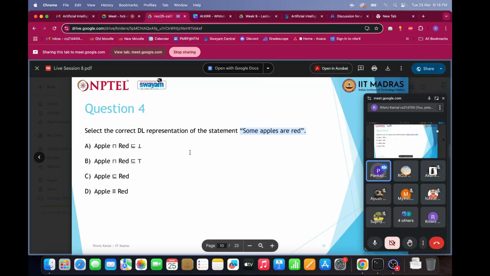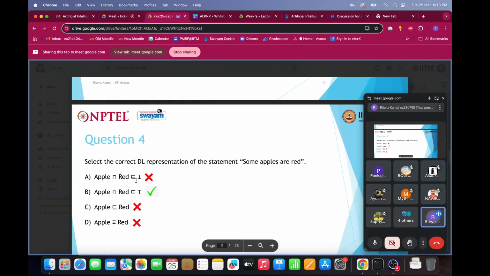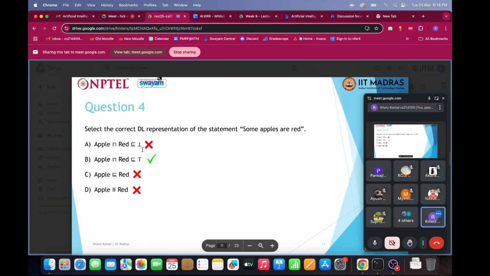Option B. That's right. So the correct option will be option B. All other options are false by the reasoning that we just discussed.